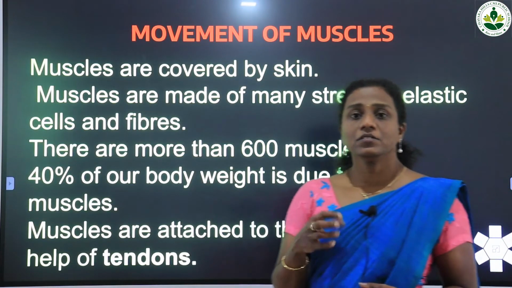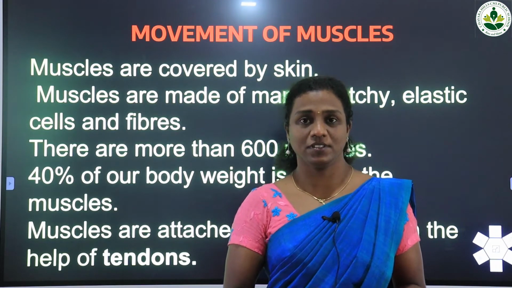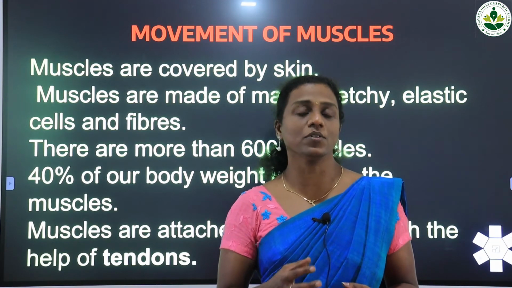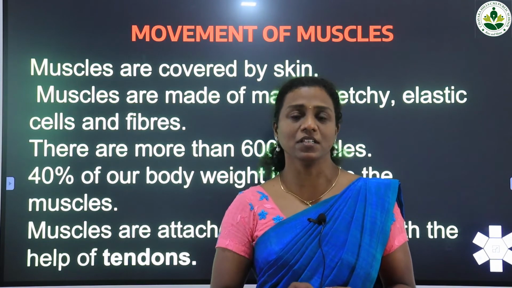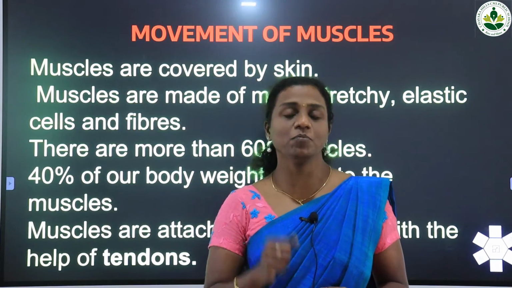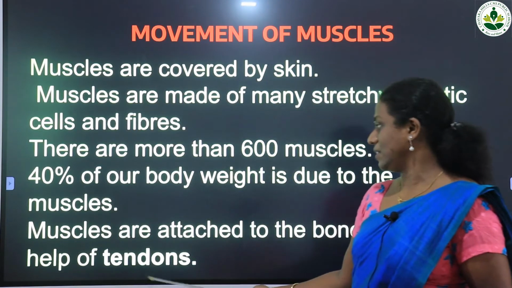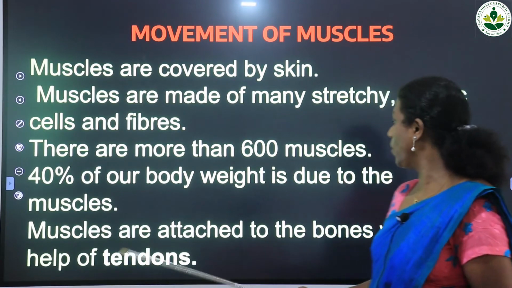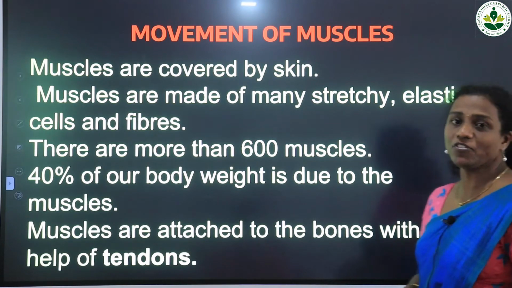Now you may ask, how are the muscles attached to the bones? We already said that the bones are covered by muscles. So how is it attached? The muscles are attached to the bones by tendons. It is known as tendon.